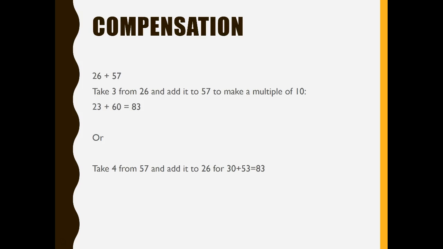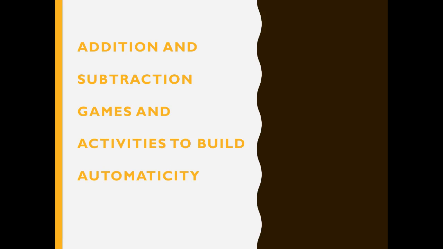Compensation is the last strategy you'll be teaching them for addition and subtraction, and here is where you take a little bit from one number to make it a benchmark of 10 or 20 and add it to the other number, such as taking 3 from 26, adding it to 57 to where it's 23 plus 60. Or you could take 4 from 57 and add it to 26 so that it's 30 plus 53. Either way, the sum is 83.